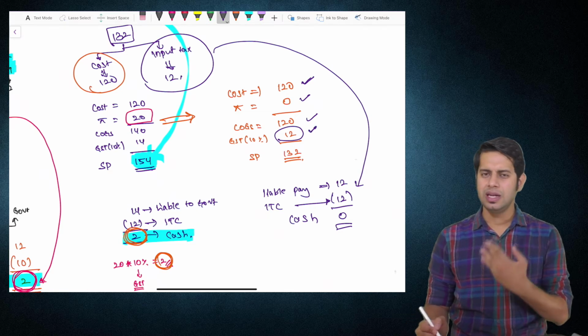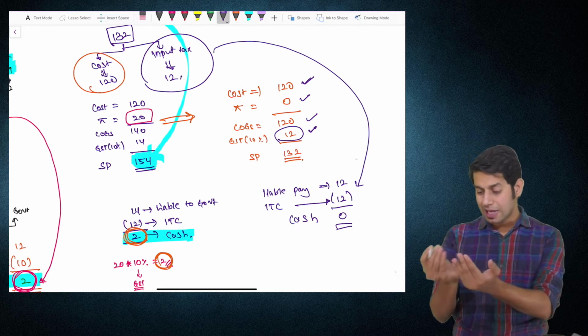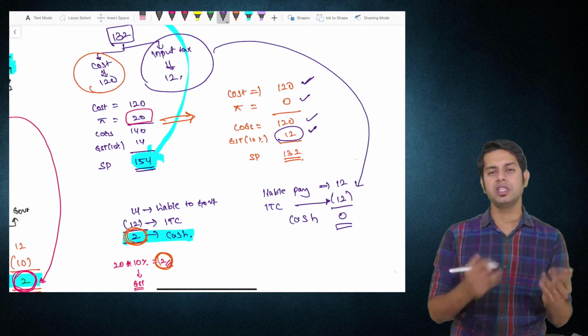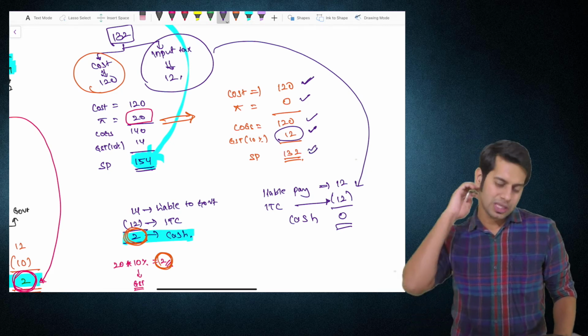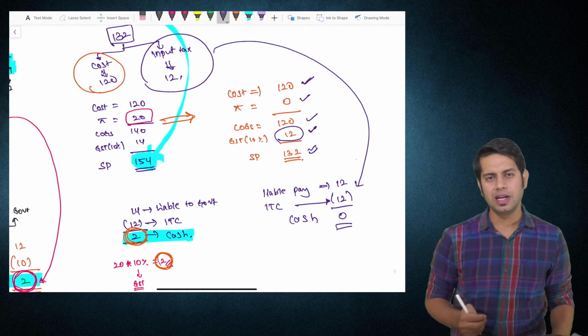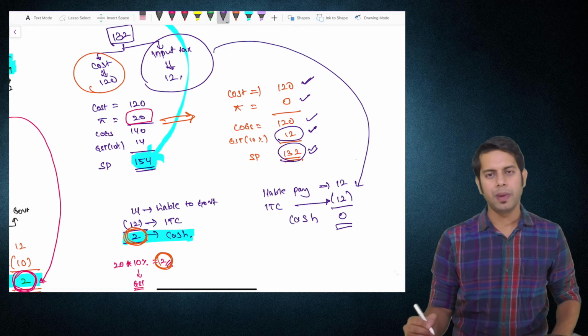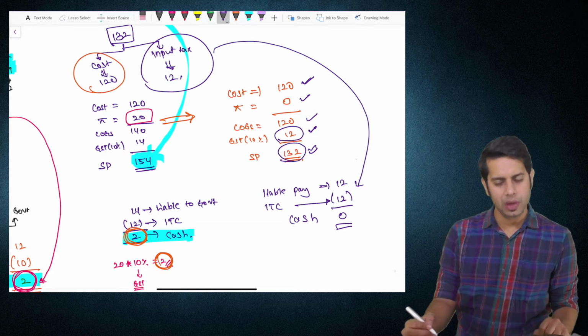Because he is selling this product, he has to collect GST. How much GST will he collect? 12 rupees. So what is the total selling price? What is the amount which the final consumer is going to pay him? He is going to pay rupees 132.